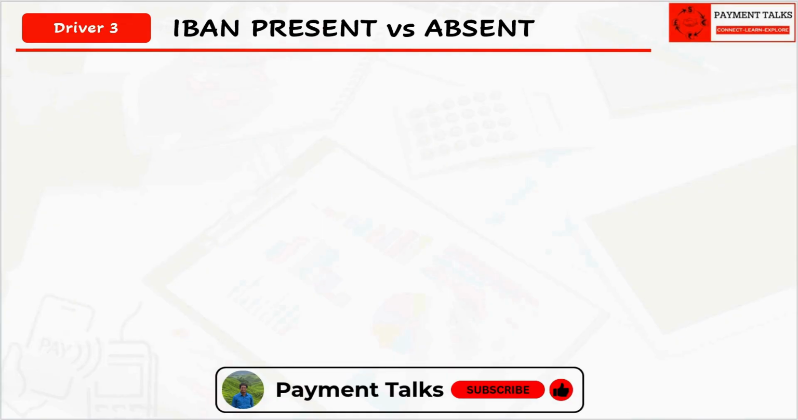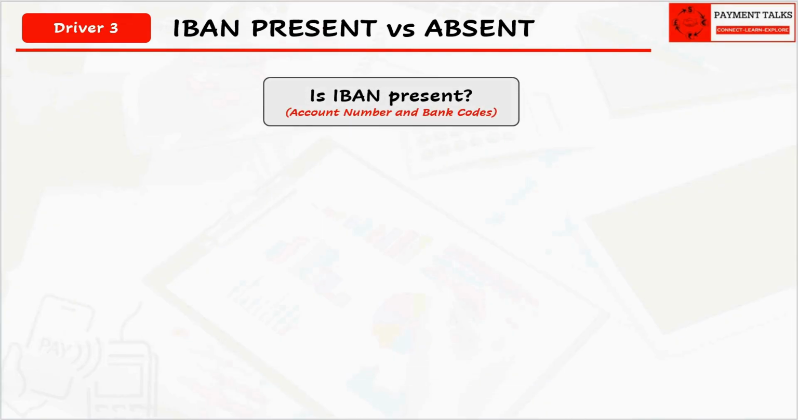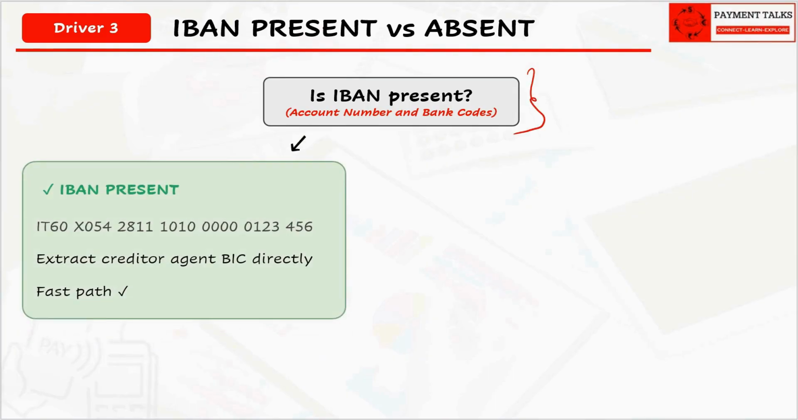Driver 3 is whether the creditor account identifier is an IBAN or an account number and local clearing code. Claudia provides an IBAN. IBAN present. The bank extracts the creditor agent BIC directly from the IBAN structure. Fast path, clean and automatic.